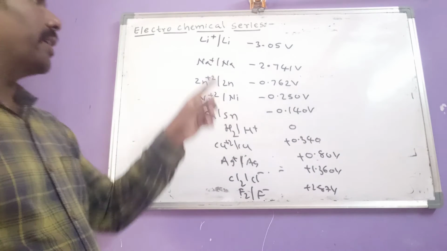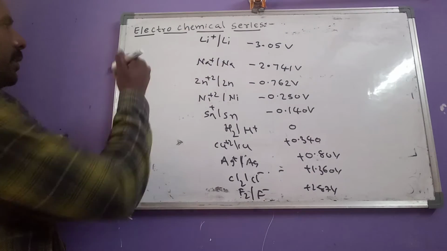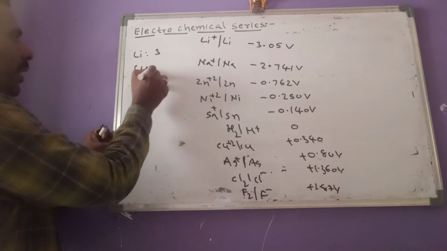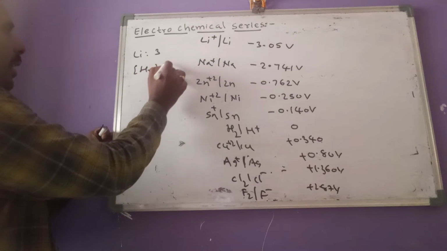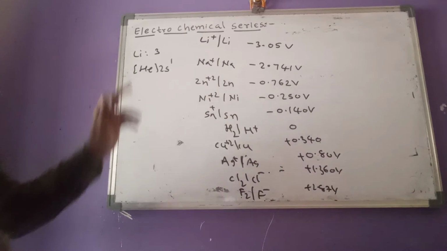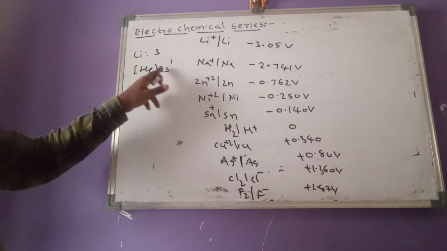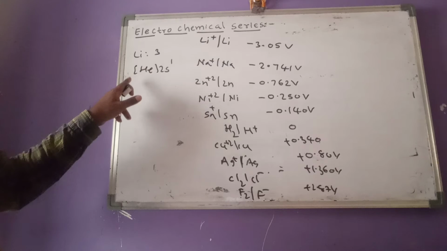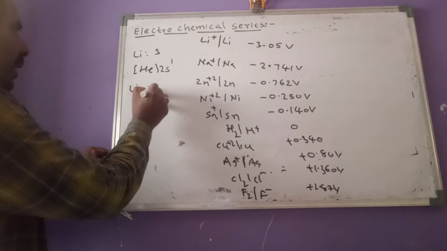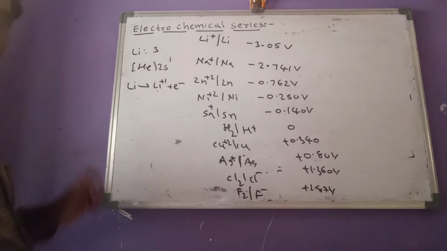See, let us see here. If you observe this lithium, we know that lithium atomic number is 3. Its configuration is written as helium 2s1. But lithium always tries to lose one electron to get helium configuration. That means here lithium loses an electron to convert into lithium plus.